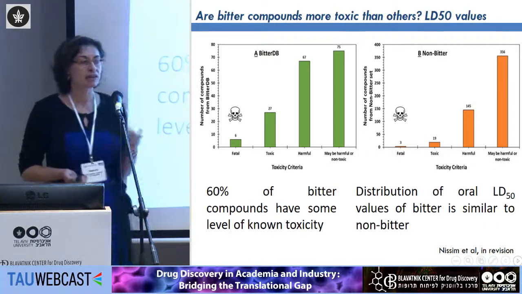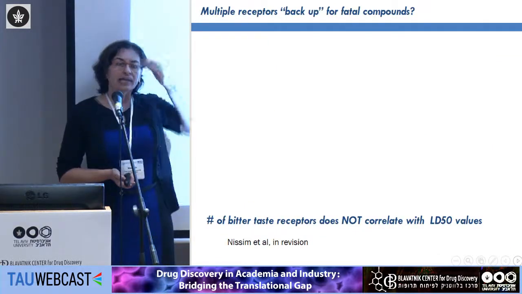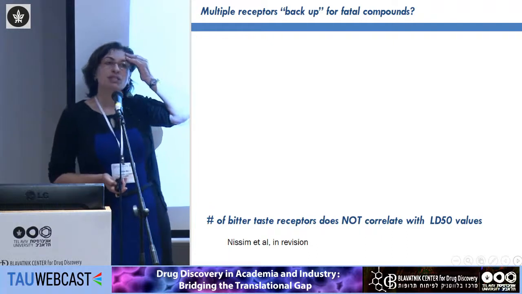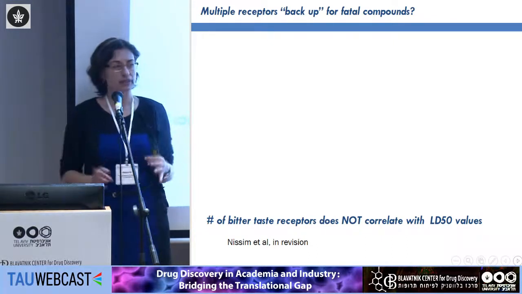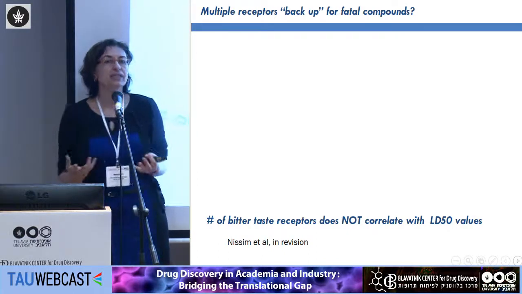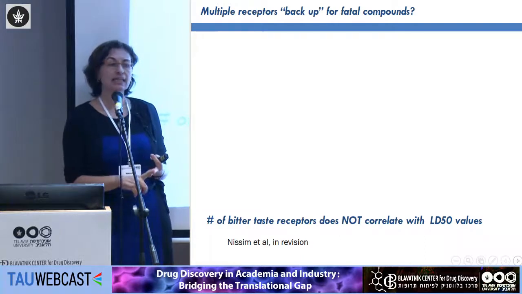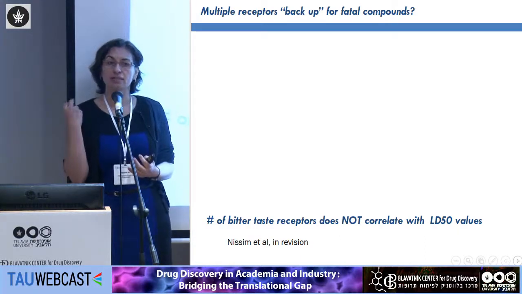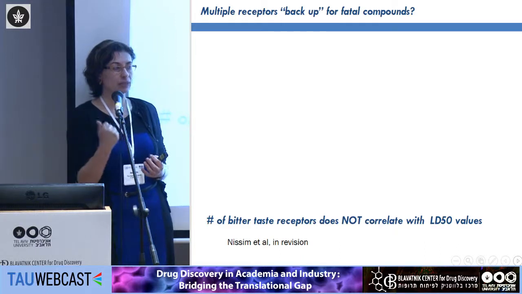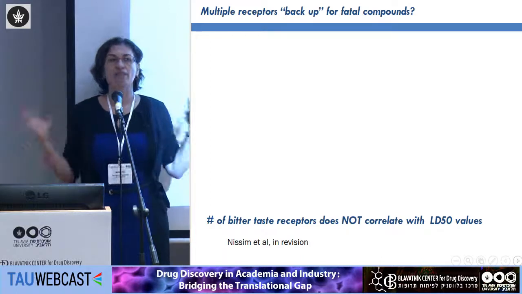So again, not a very strong indicator of toxicity. Then we checked another hypothesis. Remember, I told you that there are 25 different subtypes of bitter taste receptors, and it's not really clear why we have so many subtypes. One hypothesis said this is for backup: if we have something very dangerous, perhaps more than one bitter taste receptor is activated by these dangerous compounds, so we have a backup system.